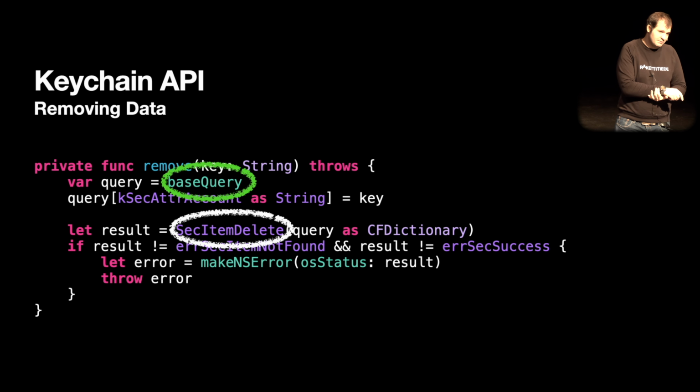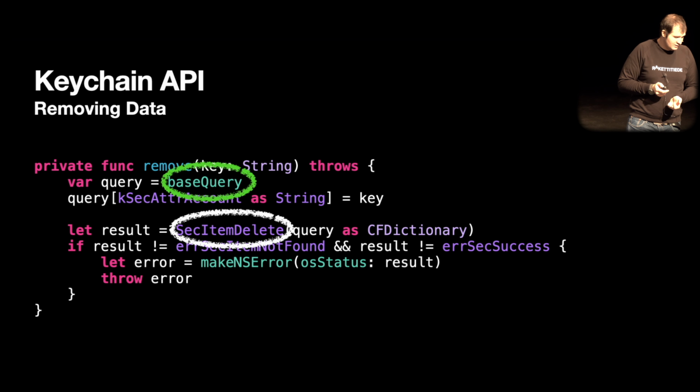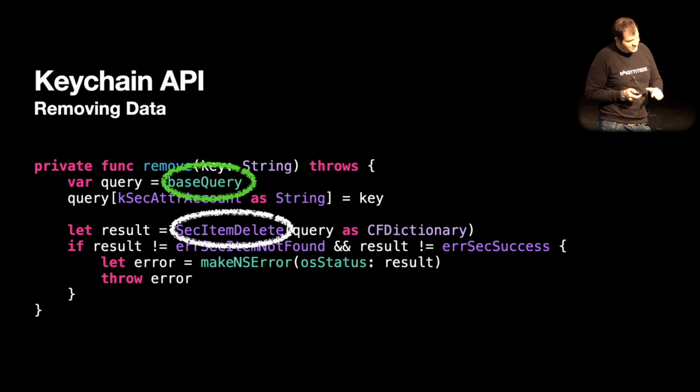You get this template query, and we copy it because it's a struct. In Swift, assigning a struct to a new variable will just create a new copy. Then we add the key we want to delete and pass it to the delete method of the keychain. And then we process it with the error method that we developed a few slides earlier.